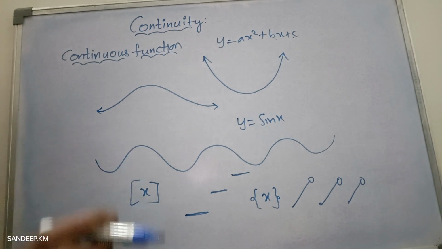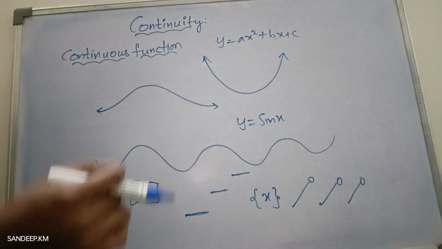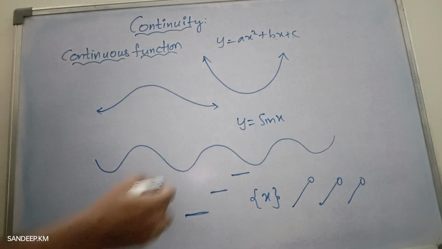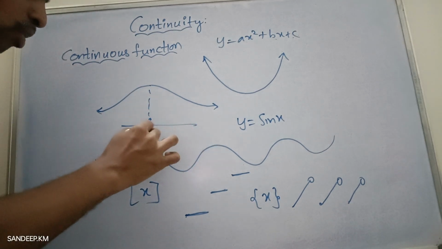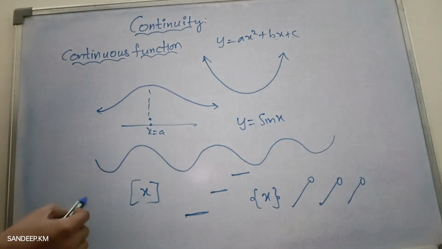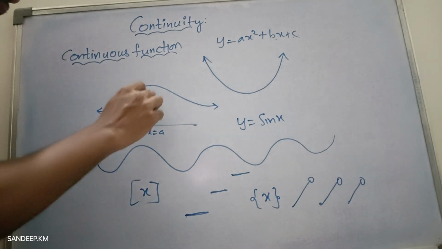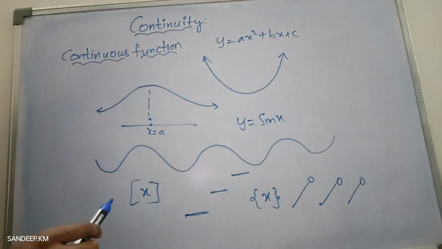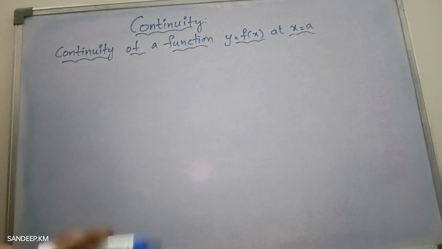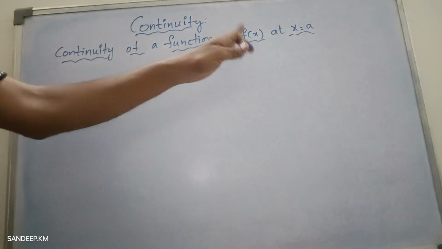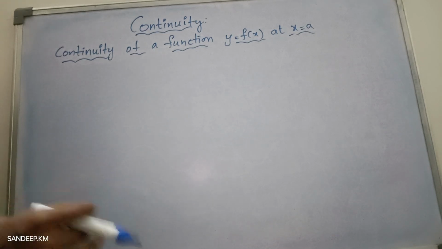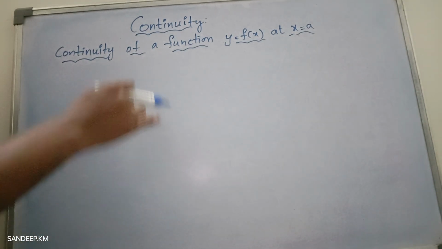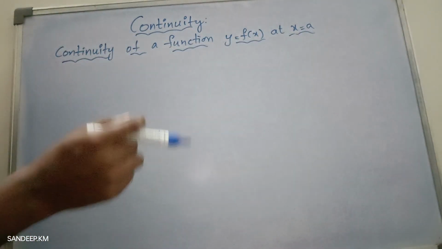To define that, first let us understand when can I say that a function is continuous at a given input at x is equal to a. At x is equal to a, at this particular point, how can I say that the function is continuous or not mathematically? Let us see. So let us discuss about continuity of any function y is equal to f of x at x is equal to a. So when can I say that the function y is equal to f of x is continuous at this particular input x is equal to a?